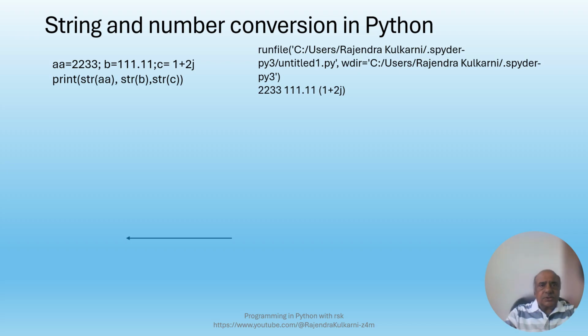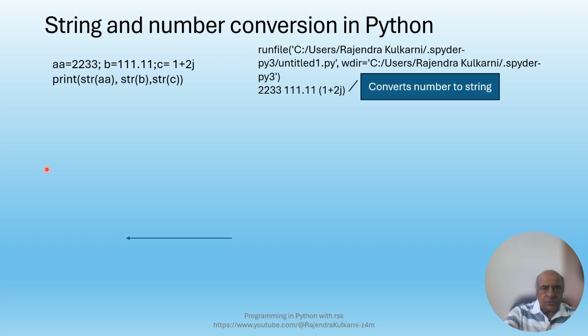We can convert between a string and a number in Python. Now in this program, let us see a is equal to 2233, b is equal to this much, c is equal to this much. A is equal to 2233 is an int object, 11.11 is a float object, 1 plus 20 is a 2j is a complex object. When we use this print statement with str of a, str of b, str of c, we are typecasting all these values into strings.